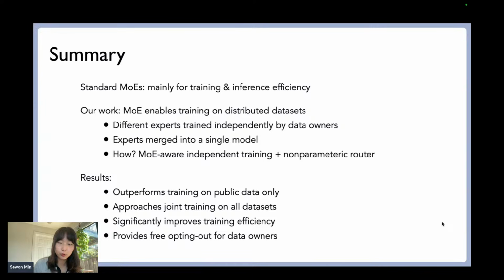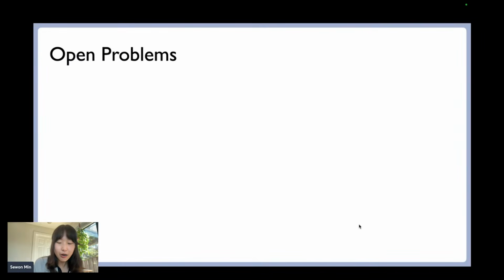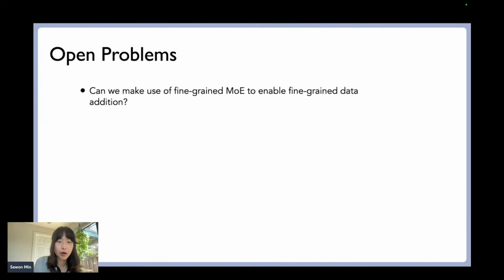We are also approaching joint training on all datasets, which is the unrestricted MoE. I didn't mention it so much earlier, but it also significantly improves training efficiency because each expert's training is now modular. So you don't need to do joint training over the whole mixture of experts, which is typically very expensive. It also provides free opting out for data owners, as well as easy addition if you want to add new data. I also wanted to mention a few limitations of our current FlexOlmo as well as some open problems.